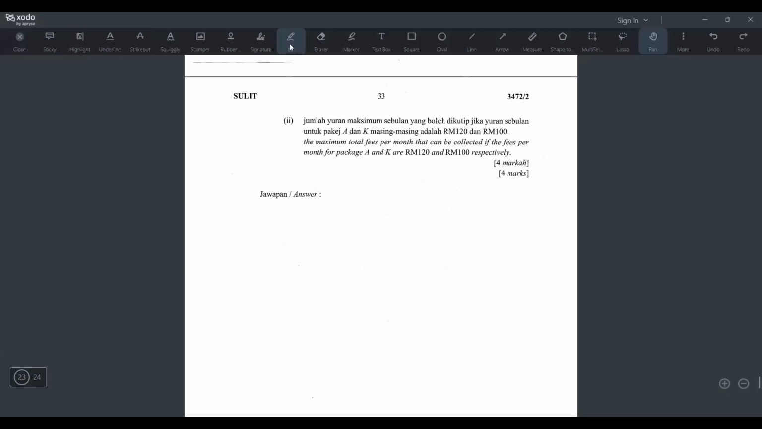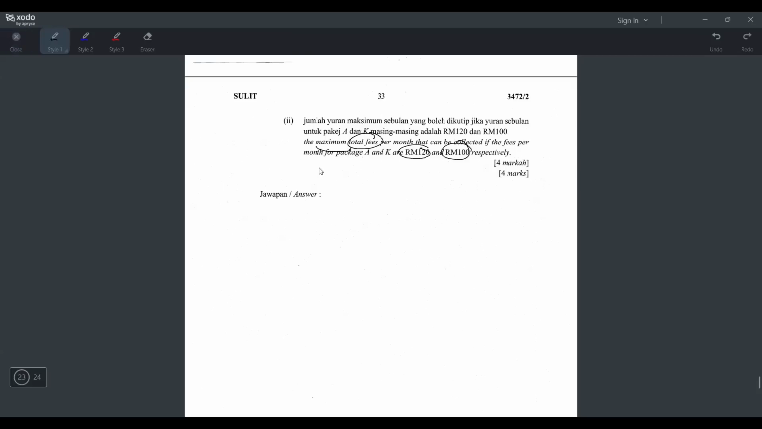Okay, now let's do D2. D2 says what? Find the maximum total fees per month that can be collected if the fees per month for package A and K are 120 and 100 ringgit. Okay, this one, you have to slide your ruler later. Yeah, it's like the sliding question. You have to draw one dotted line, and then you have to slide, make sure it's parallel all the way, and then your answer you will take at the vertex. Jawapan you mesti ambil dekat bucu kan.